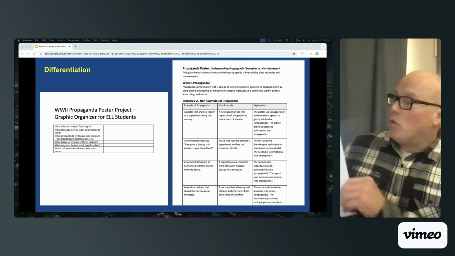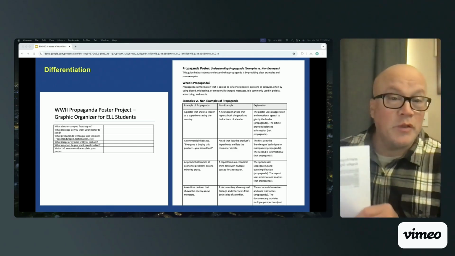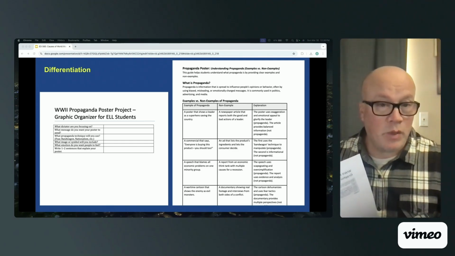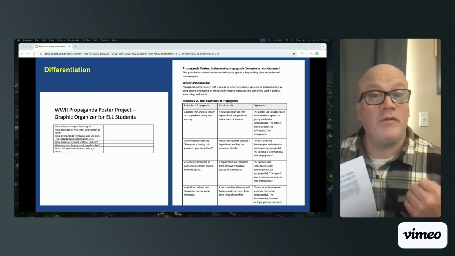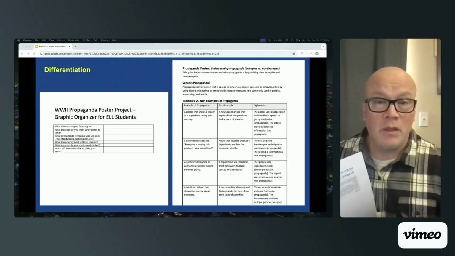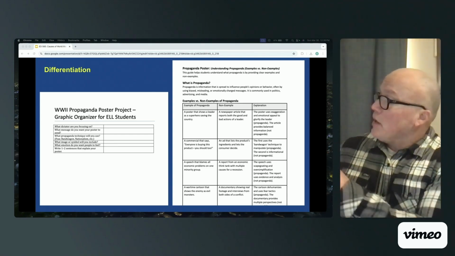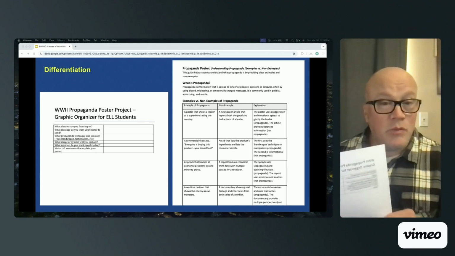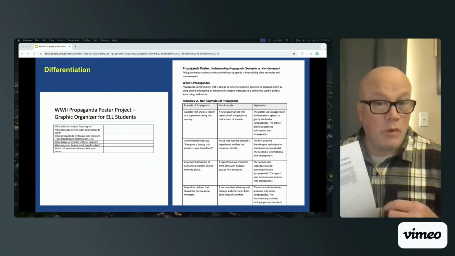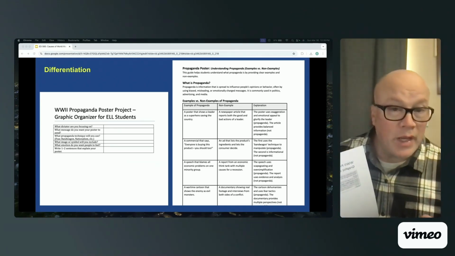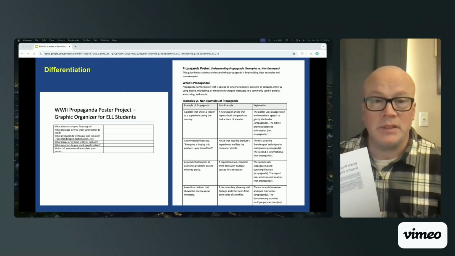All right. Or what message do you want your poster to send? So with the video that we just watched in class, do you want people to feel afraid, proud, angry? And with that, you're going to pick your propaganda technique, which is the next question. Is it fear? Is it bandwagon? Is it nationalism? All right.